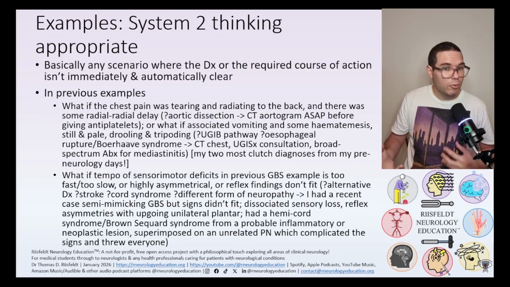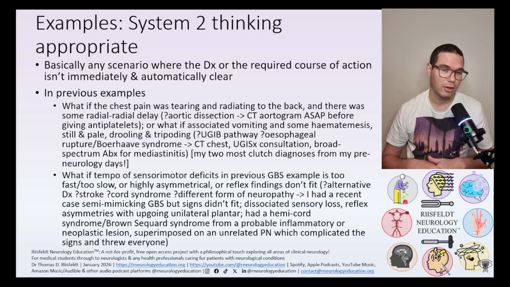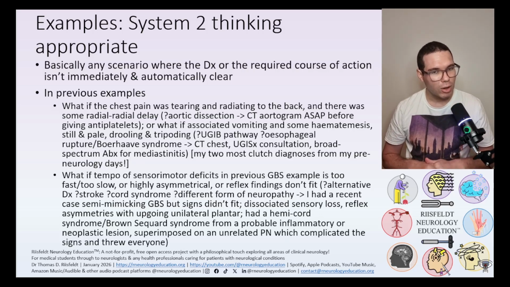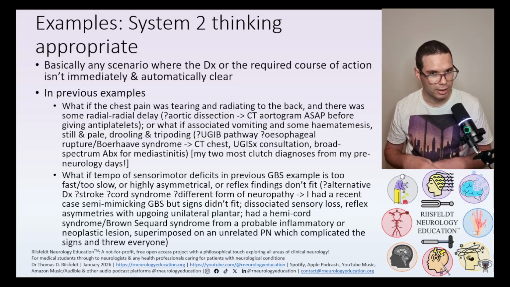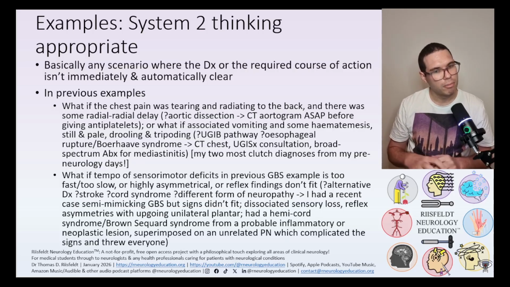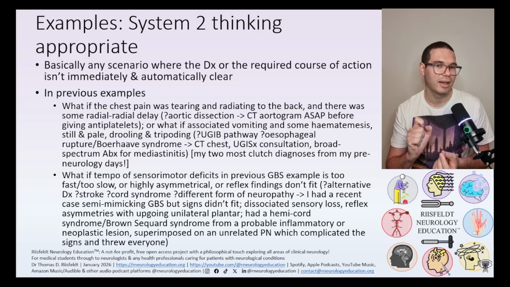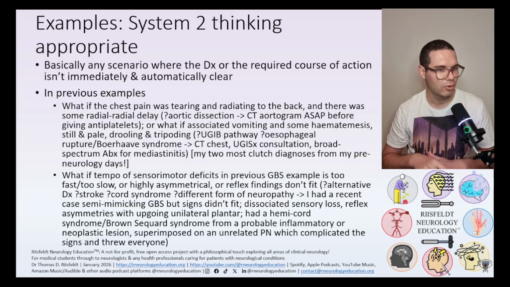Now, what about systems two thinking? Suppose that you have built up a database of hundreds of patients you've seen in the past. When should you swap from systems one thinking to systems two thinking? Well, basically, it's any scenario where the diagnosis or the required course of action is not immediately and automatically clear. So if we just modify the previous examples to twist them a little bit so that bits of it don't fit, we need to switch to systems two thinking.